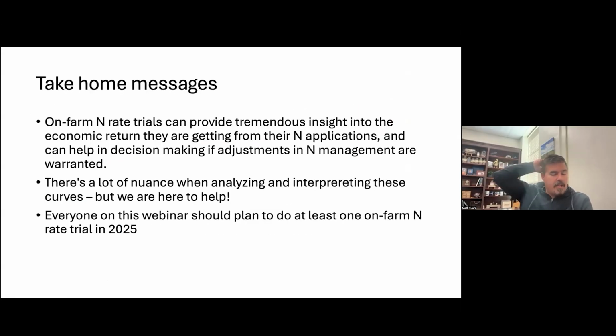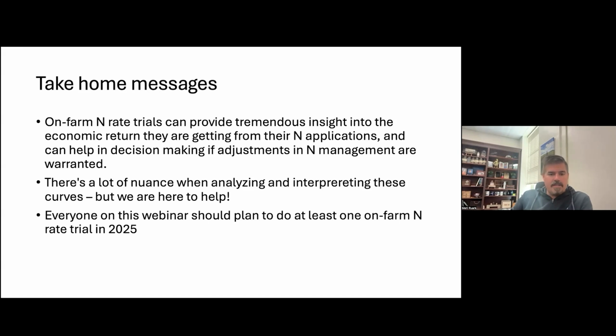All right, so what are the take-home messages? I think that these on-farm N-rate trials are fantastic. They can provide tremendous insight into that economic return and knowing what the curve looks like, right? I think that's maybe the most important thing. In that first case, it was a really sharp curve, and it really demonstrated that the farmer had nailed it, working at their optimum N rate, and they can feel good about that. The second one we looked at, they need to start thinking about crediting. There's real value in that, right? But you wouldn't know that without the curve.